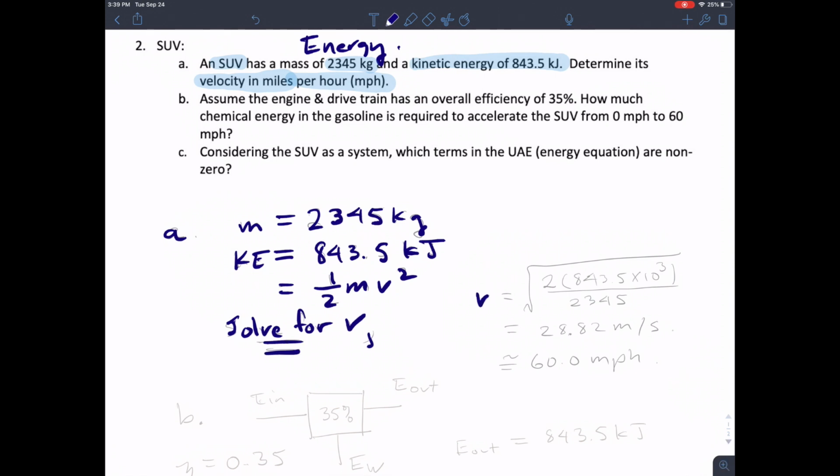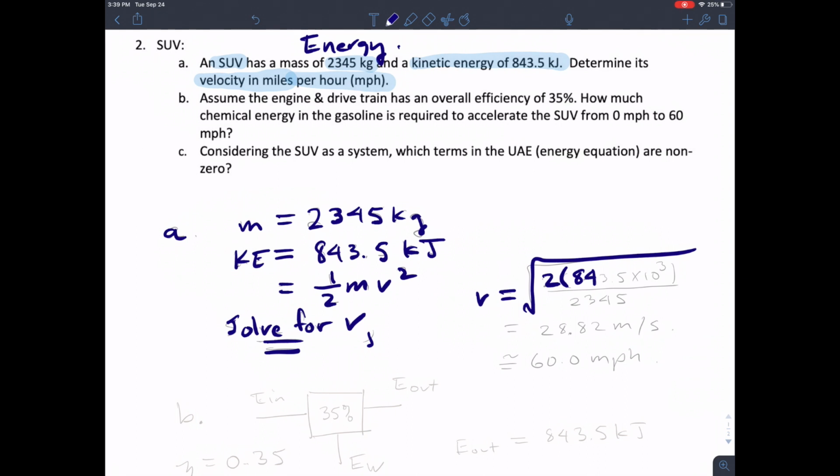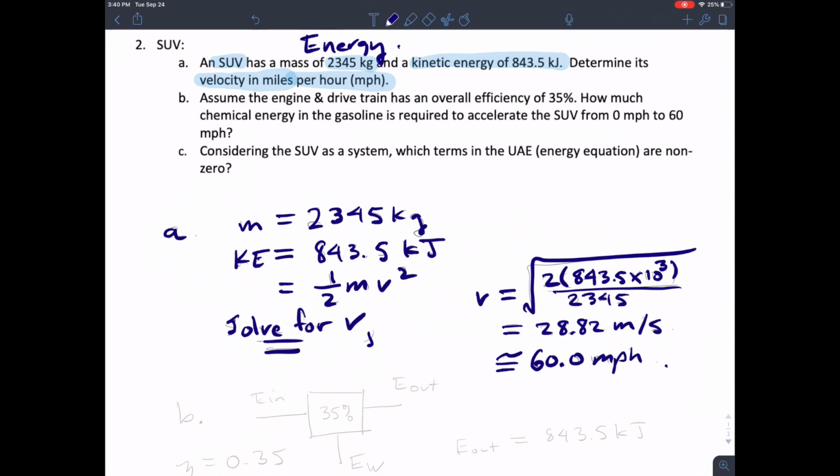Solving for v, you would get the square root of two times the kinetic energy. Since it's kilojoules, it's times 10 to the third, and then we divide by the mass. That gives us our answer of 22.82 meters per second. Then it's just a unit conversion, so I'm going to assume you know how to do that. You can check it. It should turn out to be 60 miles per hour. So that's part A.